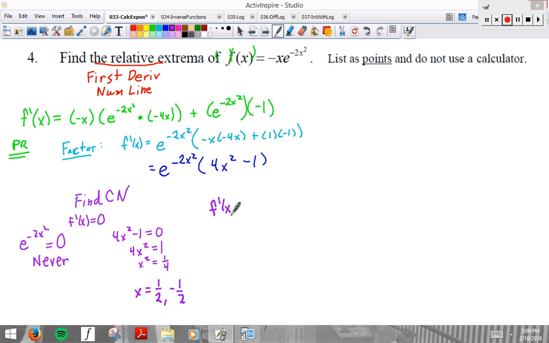F prime of x undefined. Well, is this one ever undefined? No. That's another really important thing you have to know about e to the x. It's a beautiful function that's always continuous and whose domain is all real numbers. So we only have those two critical numbers. And if you forgot all of this, you have not been doing your homework, which is bad. We make an f prime number line. Domain's all real numbers, so we have arrows on both sides. We'll put both critical numbers on here.